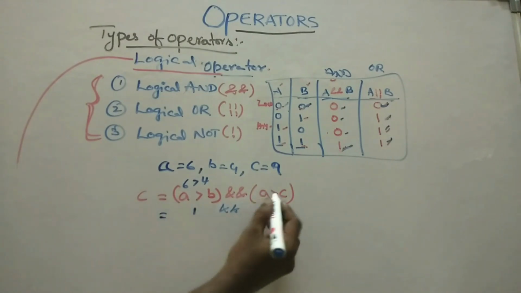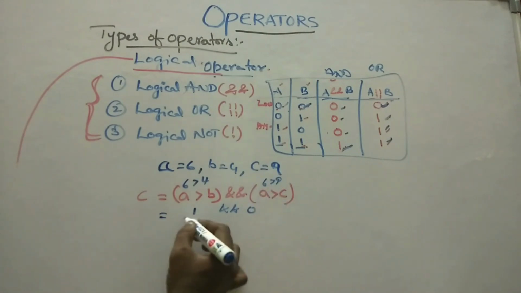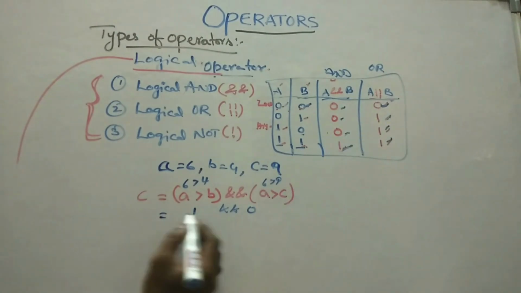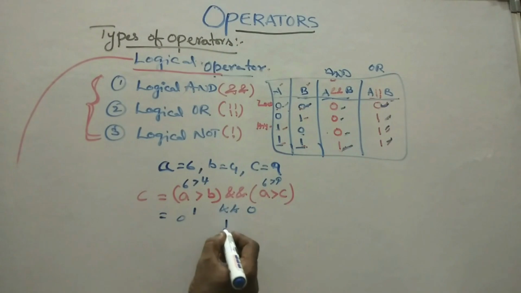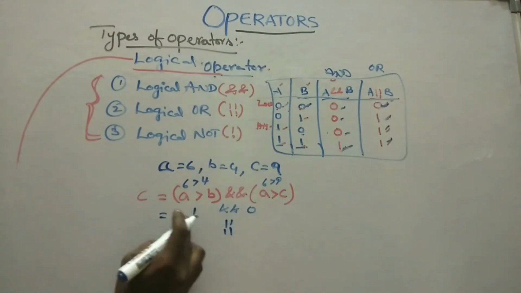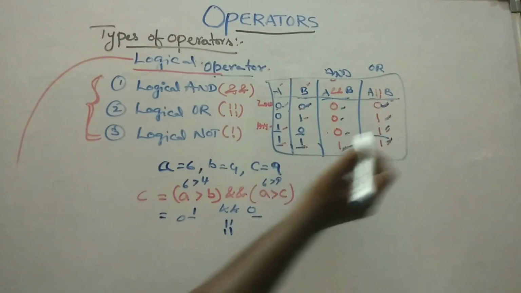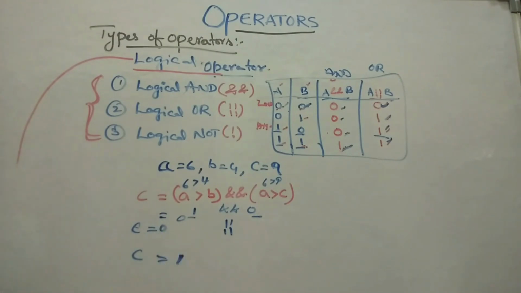And A greater than C. What is the A value? 6. 6 greater than 9 is false, so 0. So we have 1 and 0. In logical AND, what is the output you can get? 0. Suppose instead of logical AND, I use logical OR, what is the output here? 1 and 0 in logical OR gives the output 1. If it is logical AND, the output is 0; if it is logical OR, the output is 1.